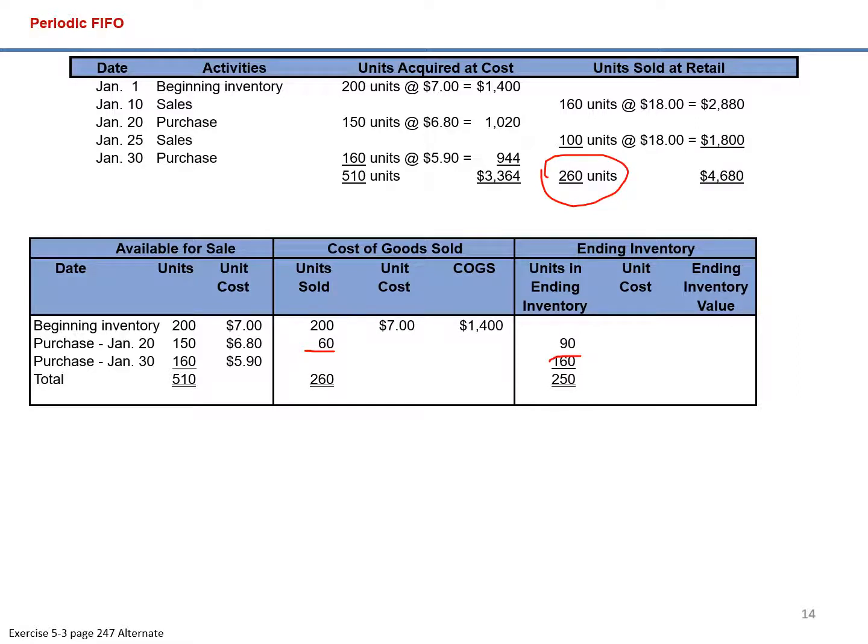Then you apply your cost. 200 times 7 is 1,400. 60 times $6.80 is $408. We have no cost of goods sold related to our January 30th purchase because they're all still sitting in ending inventory. So we have cost of goods sold of $1,808. Same idea in ending inventory. Ending inventory value of $1,556.